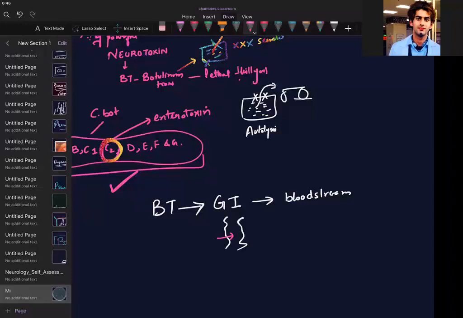Now, you know you have neurons, and the junction is called the myoneuronal junction. So at this myoneuronal junction, when it enters the neurons, it is entering the neurons, guys. Once it enters the neurons, it will start an enzymatic activity that is called endopeptidase activity.